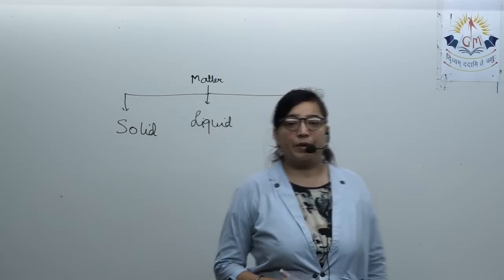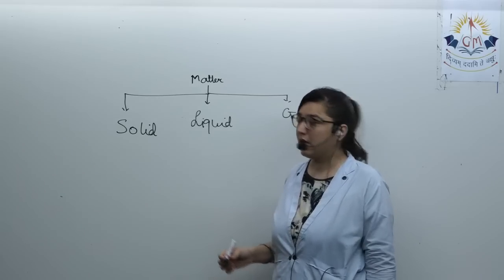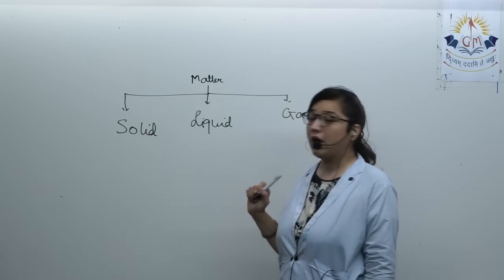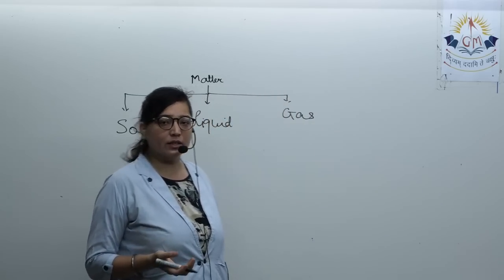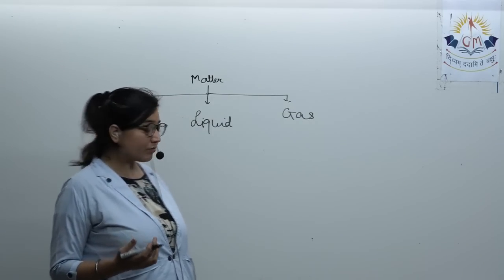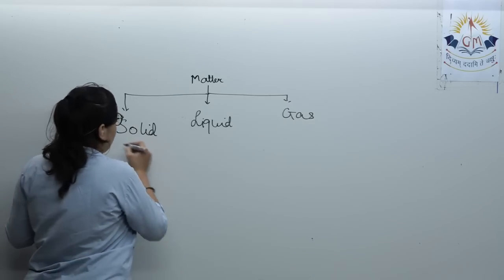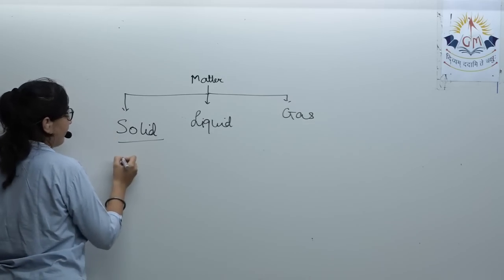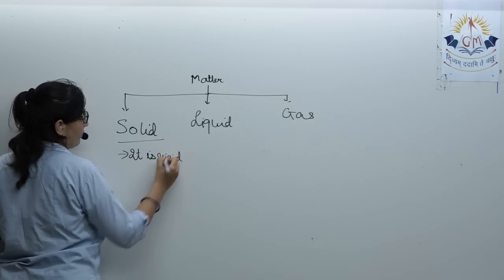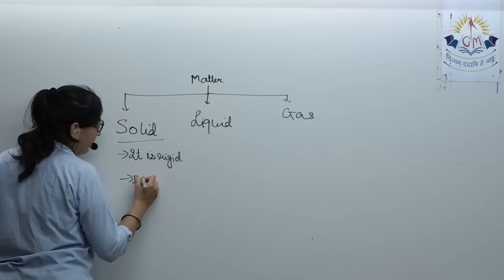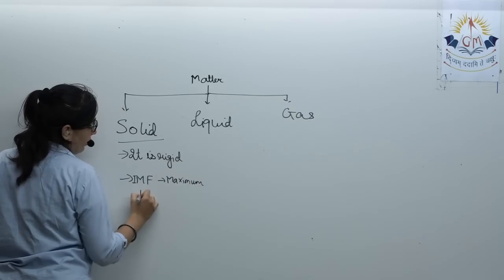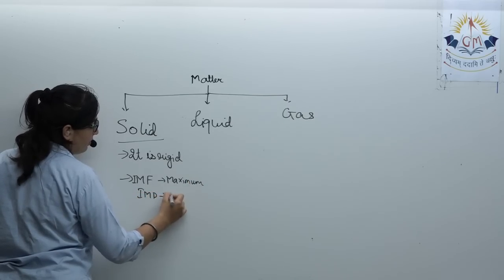These are the three basic states of matter: solid, liquid, and gaseous. You have already studied the properties of solid, liquid, and gaseous substances. The basic properties of a solid: it is rigid, intermolecular force is maximum, intermolecular distance is moderate.